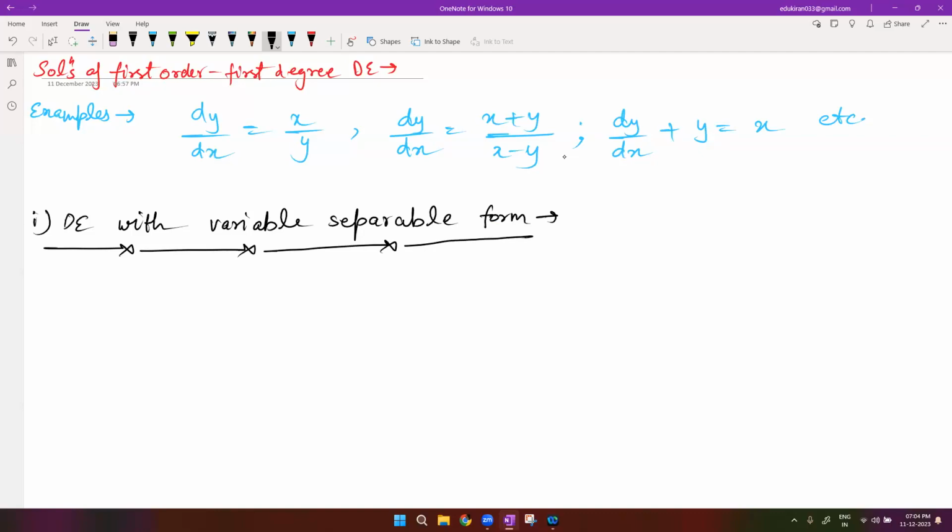Now, as the name itself suggests, what we will be doing in this method is we can easily separate x and y. In variable separable, you will be able to separate the variables. Let's try to figure this out first with a few examples, then we will come to the general definition and everything. So let's take this example first, which I have written, dy by dx equals x upon y.